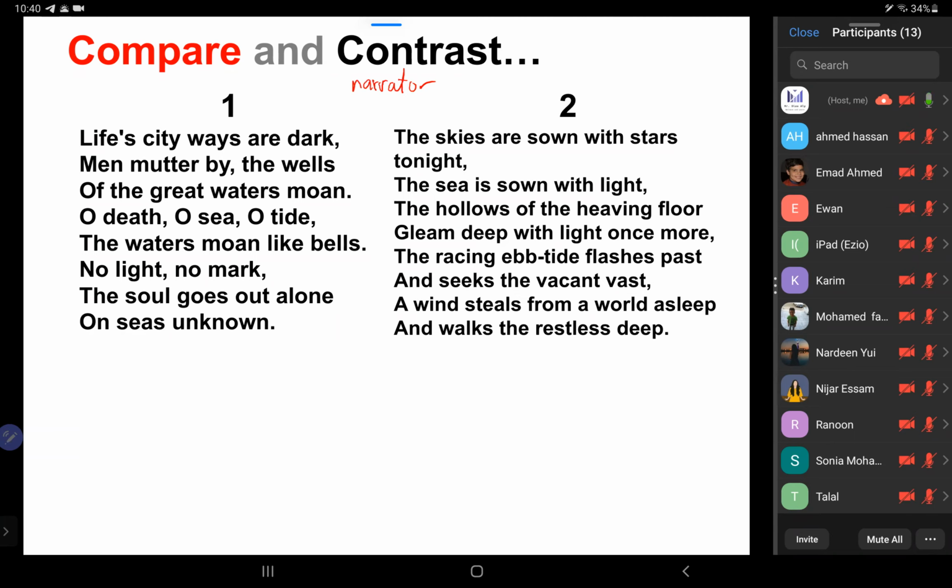Life's city ways are dark. Men mutter by the wells of the great water moan. O death, O sea, O tide. The waters moan like bells. No light, no mark. The soul goes out alone on seas unknown.